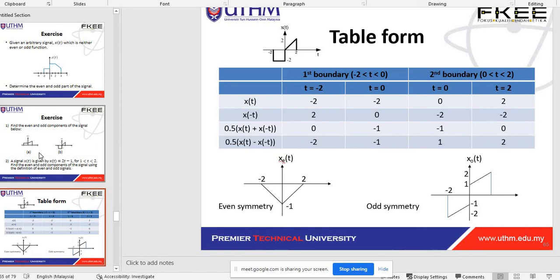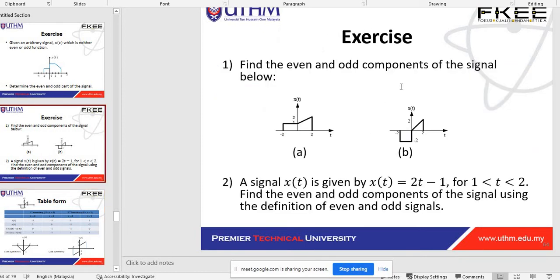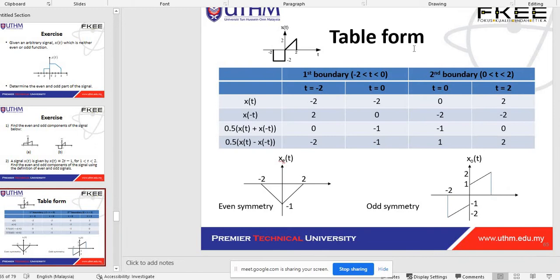In order to solve this question, you can transform it into a table form. It means it's easy for you to see. I would recommend you to use the table form. This is a figure of x(t). First of all, you need to transform this figure into the table form for x(t). For x(t), if I want to write the value from -2 to 0, how to transform it into a table form?